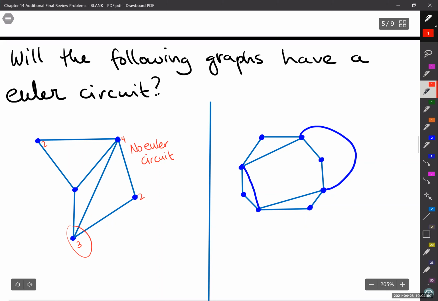Okay, so next I count the degrees of the next one. Two vertices, 1, 2, 3, 4, 1, 2. Okay, so all of the vertices here are of even degree, so the conclusion is it will have an Euler circuit. Actually, many.